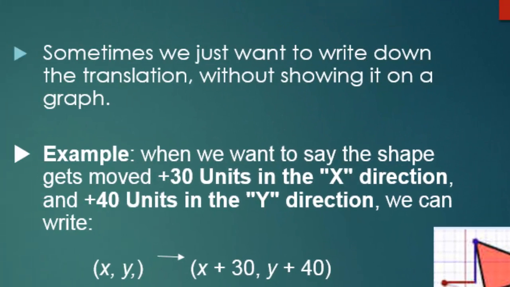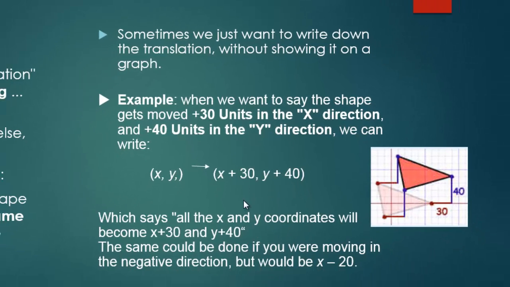Sometimes we just want to write down how the movement is going to go without actually drawing it on the graph. And for that example, again using this example here, you would say that the shape gets moved 30 units in the x direction and 40 units in the y. And so you can write it like this: x plus 30, which means the original x coordinate plus 30, and the original y coordinate plus 40. So essentially that says that all the x and y coordinates will become x plus 30 and y plus 40.